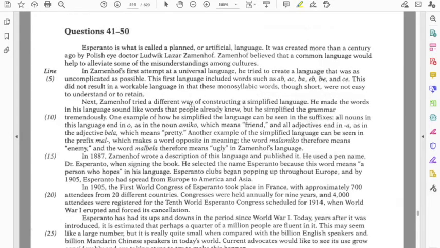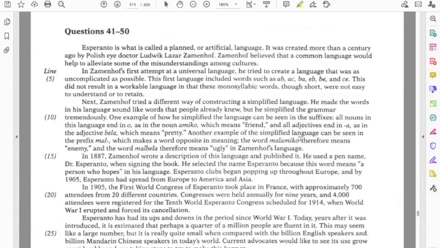Next, Zamenhof tried a different way of constructing a simplified language. He made words in his language sound like words that people already know, but he simplified the grammar tremendously, quite a lot. Tremendously. We've heard this word from a very famous politician in recent years. We should be familiar with that. One example of how he simplified the language can be seen in the suffixes. The suffixes are the last parts of the word. All nouns in this language end with O, as in the noun amico, which means friend, and all adjectives end in A, as in the adjective bella, which means pretty.